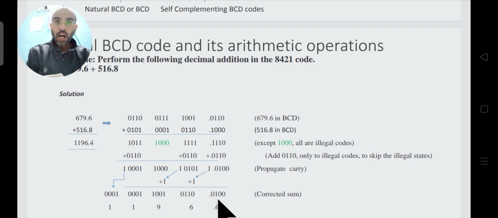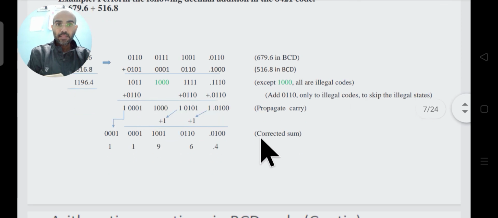And furthermore, after the decimal point, we can see that this is also a legal code. So we can see that all the code words in this answer now are legal codes. So we will represent each of them with an equivalent decimal number, and we see that the answer is matching with our decimal answer. So we verify that this is our correct sum. So this is how to perform the addition of two numbers in BCD.